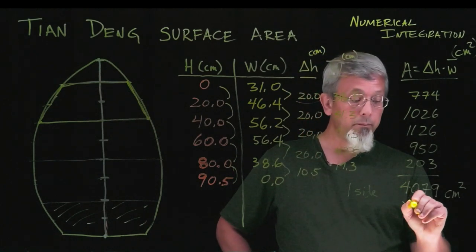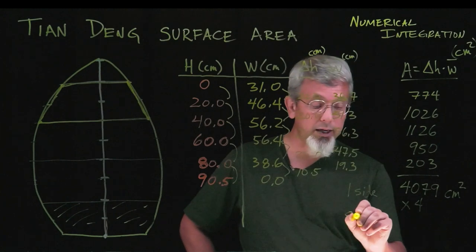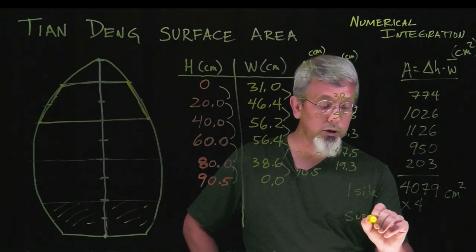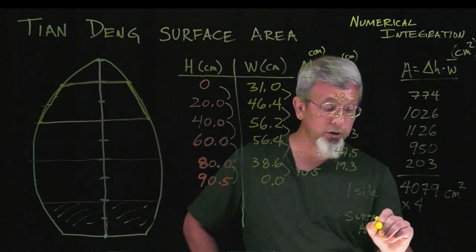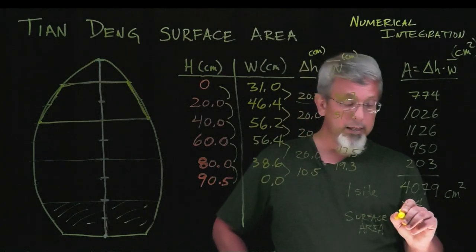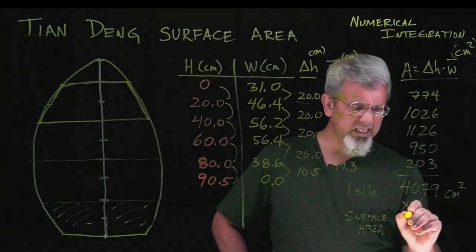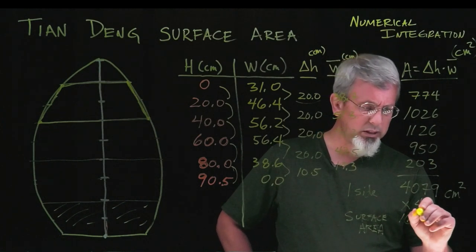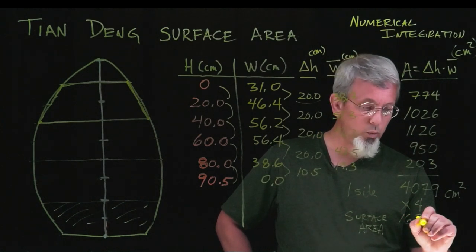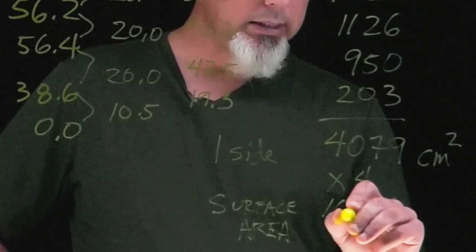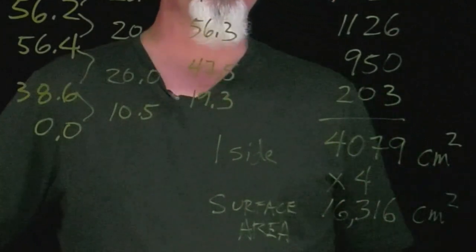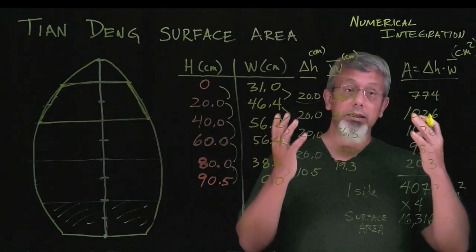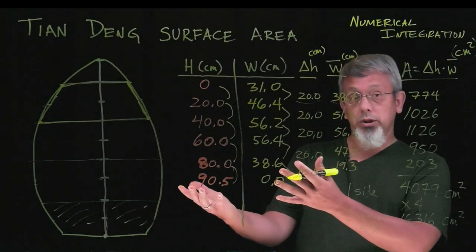The surface area of the entire lantern would then be, let's see here, what we've got, 16,316 square centimeters for the surface area of the entire Tian Deng using my numbers here.